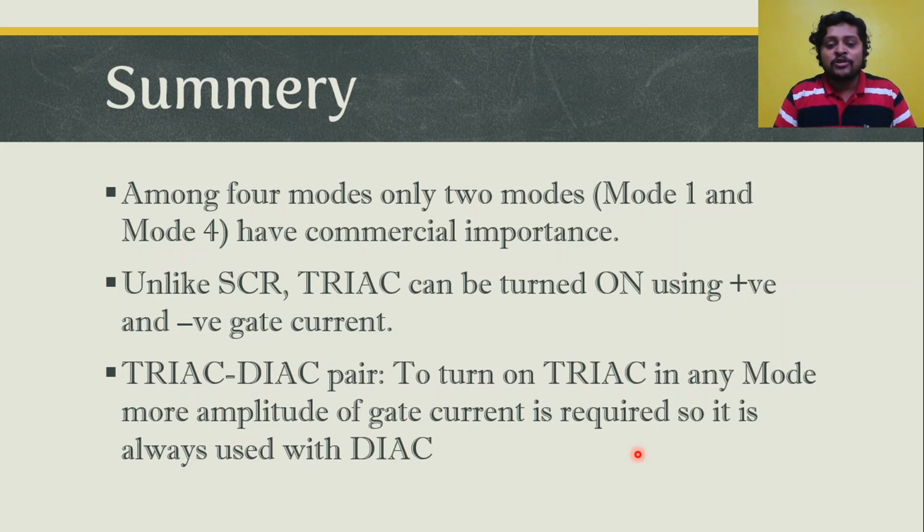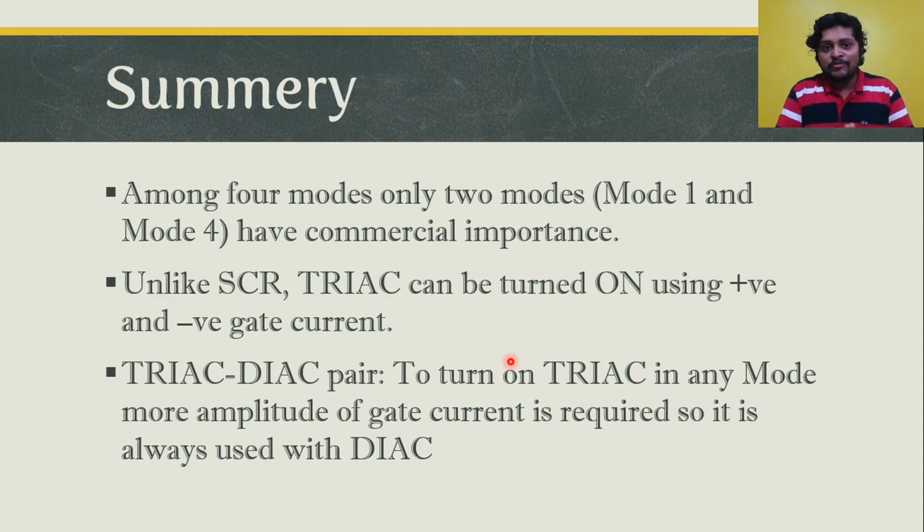Also, the majority of commercial applications use a TRIAC and DIAC pair. The reason behind that is the TRIAC needs more amplitude in its gate current to turn it on. So that's why it needs a DIAC, which can increase the amplitude of the gate current and apply it to the TRIAC.